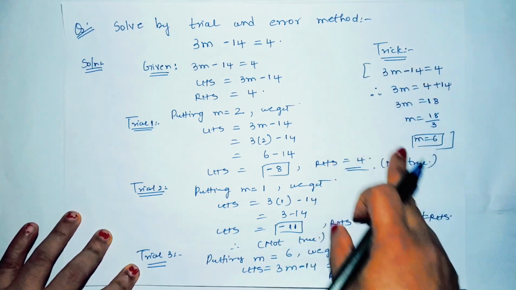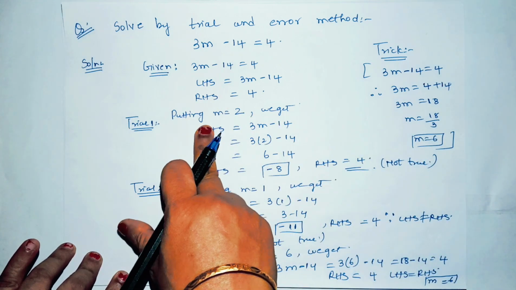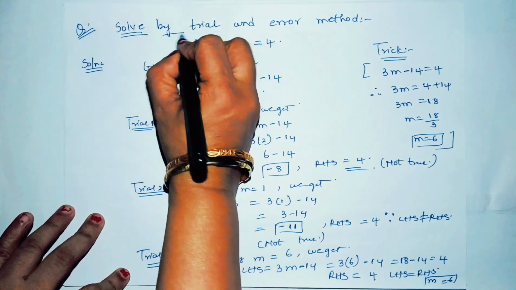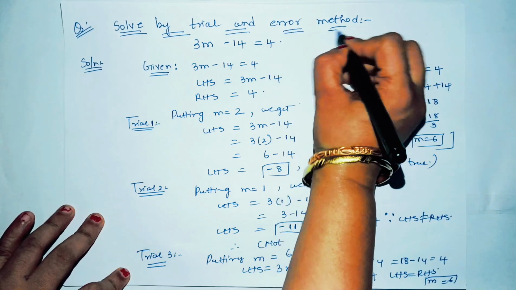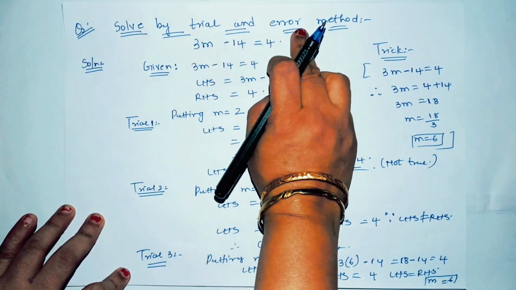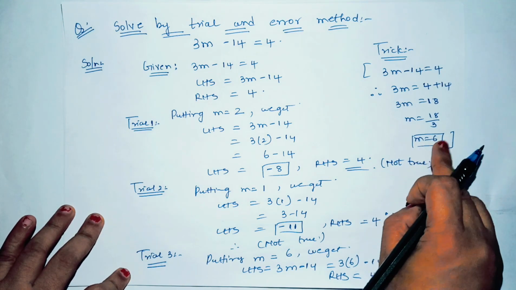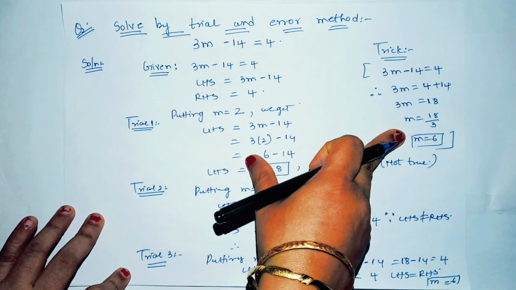In this way, you can directly find out the value of m is equal to 6, but you cannot apply it here because the question says what? Solve by trial and error. Try till you get the answer. So, trial and error method. But you can find out whether your answer is correct or wrong by this recheck method.